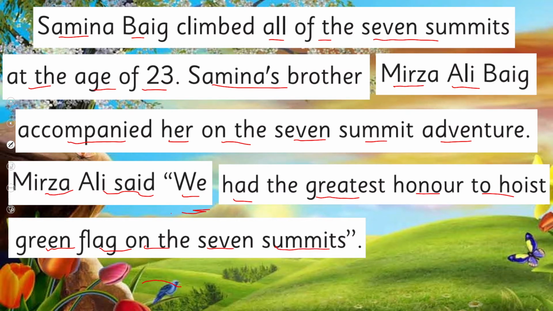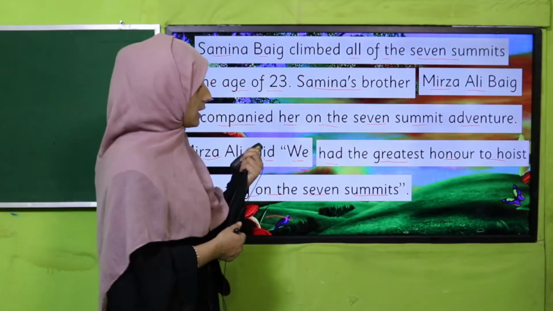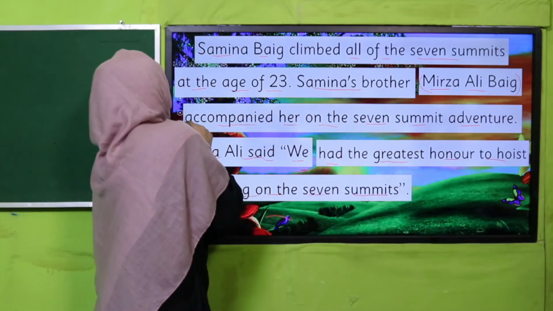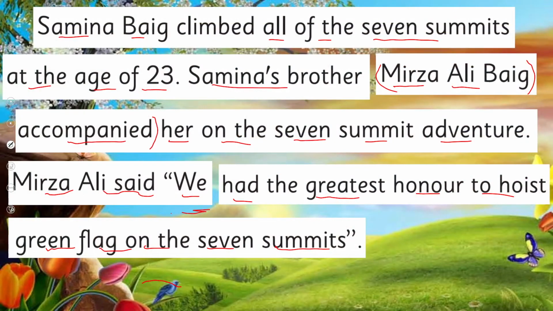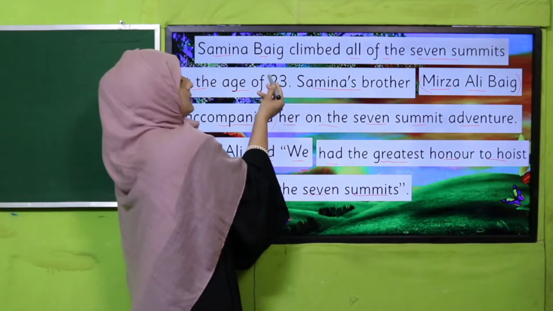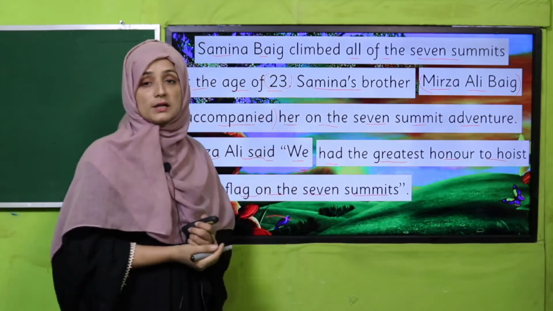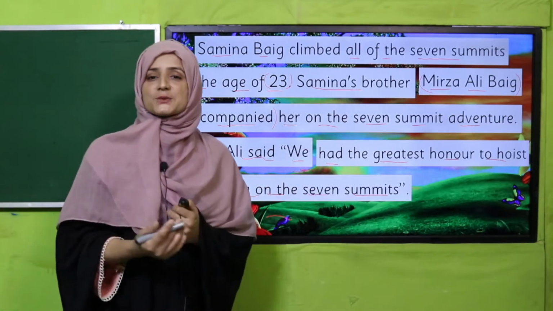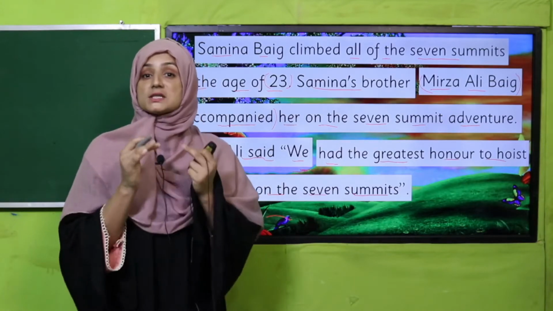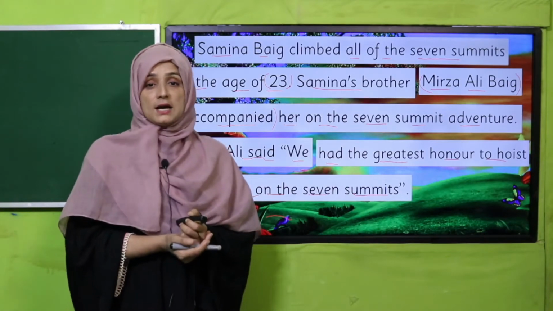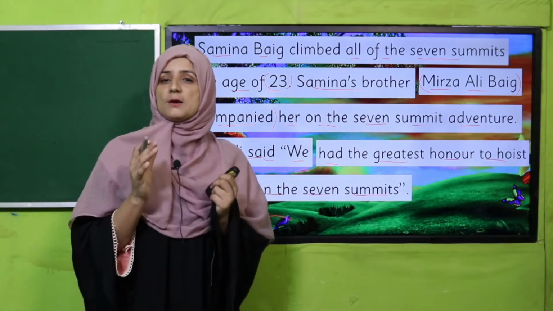So yes, my dear students, this beautiful paragraph is telling us who accompanied Samina Beg. Yes, her brother Mirza Ali Beg accompanied her. Accompanied means he was with her. He also climbed the 7 summits with his sister. And what was the age of Samina? Yes, she was only 23 years old. They are also explaining their emotions and feelings when the national flag was on the 7 summits. They were very excited and very proud.